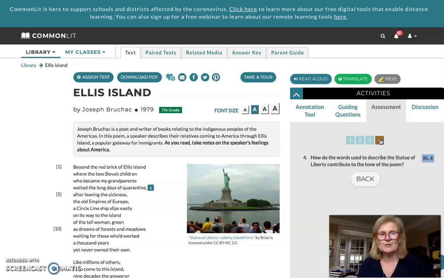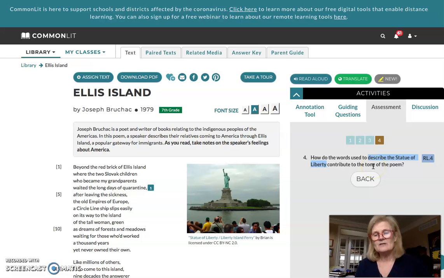The first thing I want to do is look at that writing prompt. I want to make sure I fully understand exactly what it is that I'm being asked to write about. So I read it: how do the words used to describe the Statue of Liberty contribute to the tone of the poem? The key things here are words that describe, so the subject of the words is the Statue of Liberty. I'm only focusing on those words that deal with the Statue of Liberty. And then I'm asked to look at how they contribute to the tone of the poem.